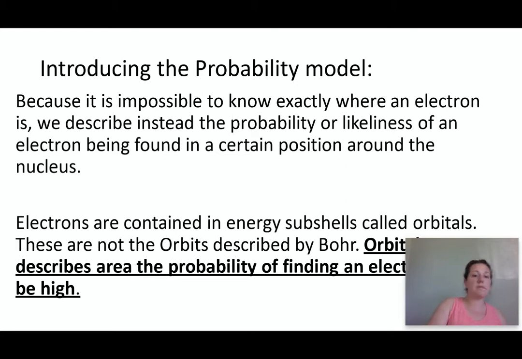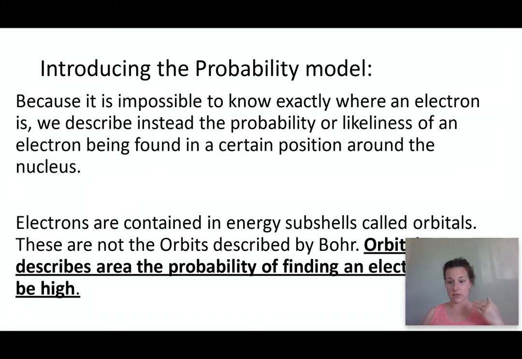So in our probability model of the atom, because it's impossible to know exactly where an electron is, we describe instead the probability or likeliness of an electron being found in a certain position around the nucleus. So again, because we can't know exactly where it is, we describe the probability of where the electron is. So where do we think it probably is? So electrons, again, are contained in our energy levels, and we know these are called orbitals.